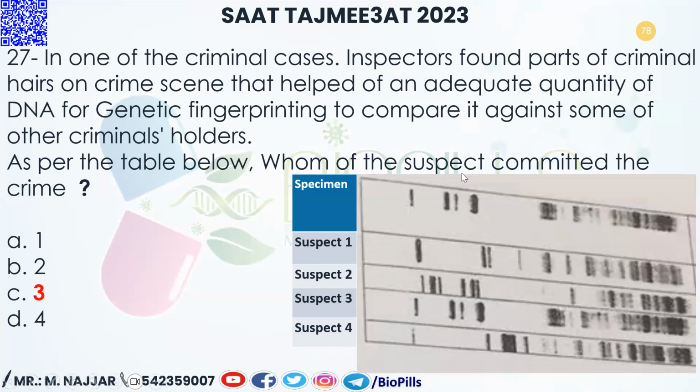It's C. Why? Because here is the specimen that we collected from the crime scene. Here is the specimen. It matched exactly. If you have a look here, the perfect match is suspect 3. The bands are typical of suspect 3.